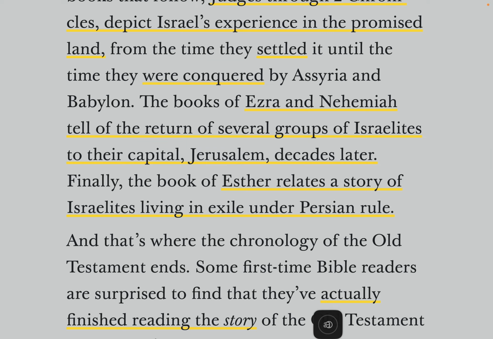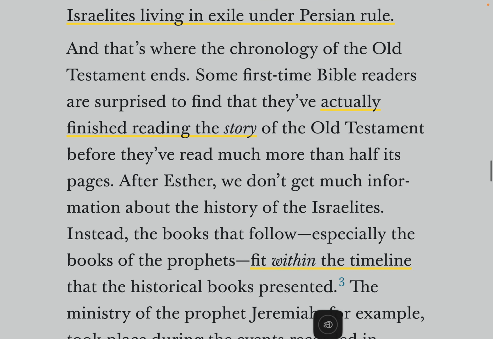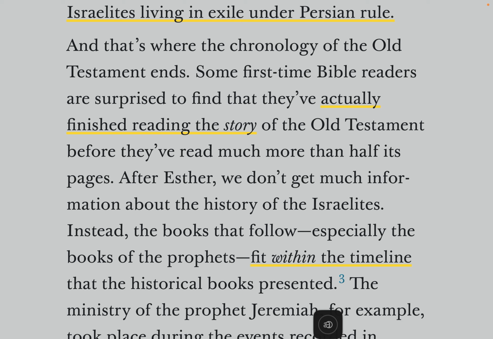The books of Ezra and Nehemiah tell of the return of several groups of Israelites to their capital, Jerusalem, decades later. Finally, the book of Esther relates the story of the Israelites living in exile under Persian rule. And that's where the chronology of the Old Testament ends. Some first-time Bible readers are surprised to find that they've actually finished reading the story of the Old Testament before they've read much more than half of its pages.